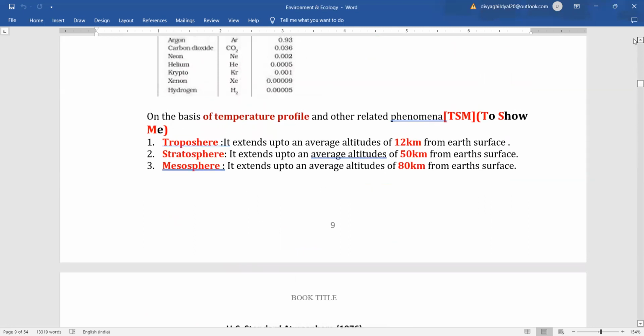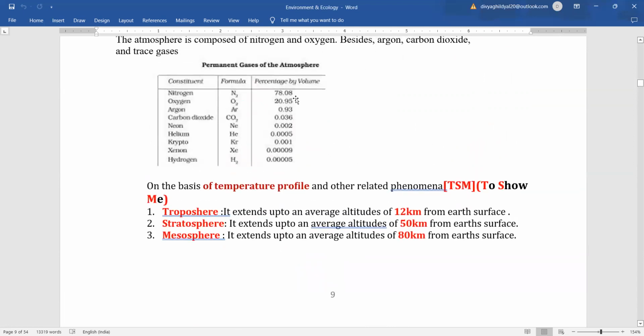You can have a look at the percentage. Nitrogen is highest in percentage, roughly 78%, oxygen 20%, argon around 0.93%, carbon dioxide 0.036%, the important gases. On the basis of temperature profile, this question has been asked in JKTU: demarcate them on the basis of temperature profile.